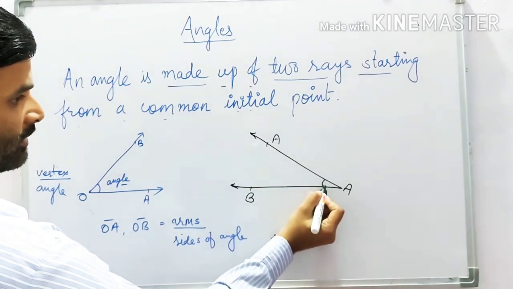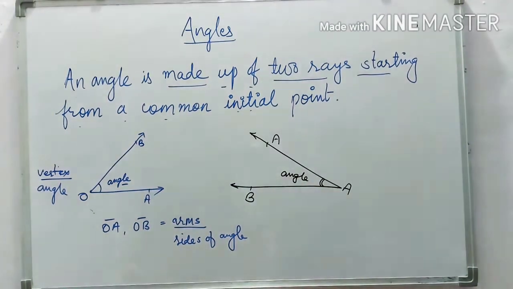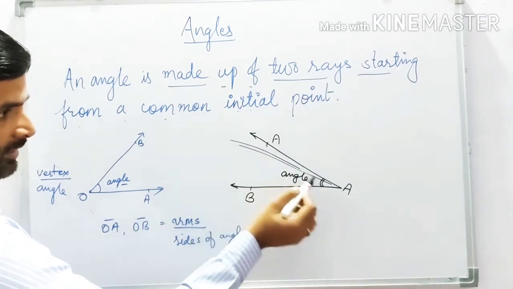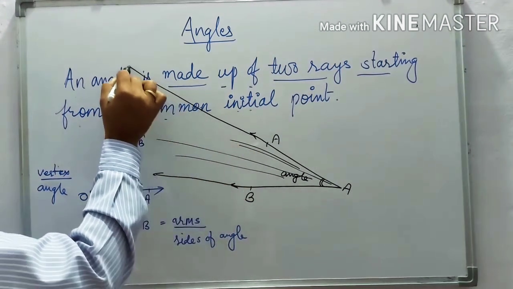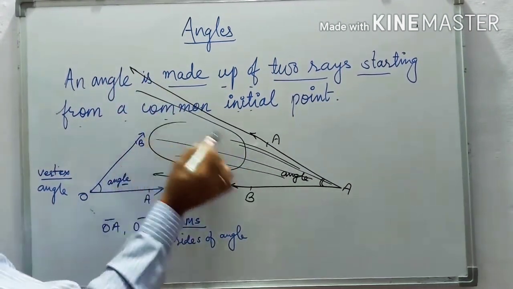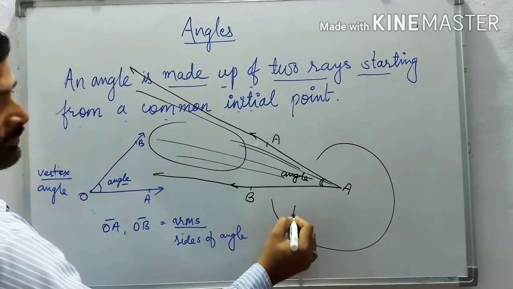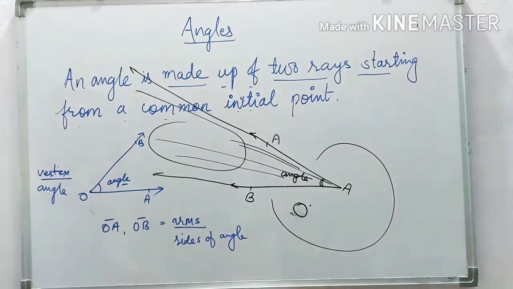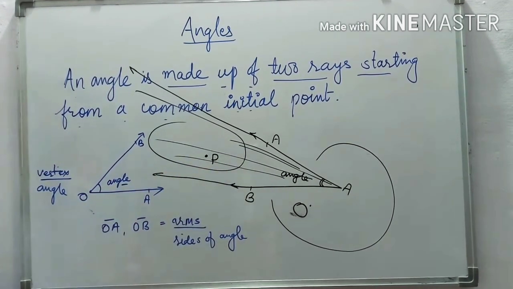This part is called the angle. The rays can be extended, and this is the interior part of the angle and this is the exterior part of the angle. Suppose we write O, it is a point in the exterior part of the angle, and we write P, it is a point in the interior part of the angle.